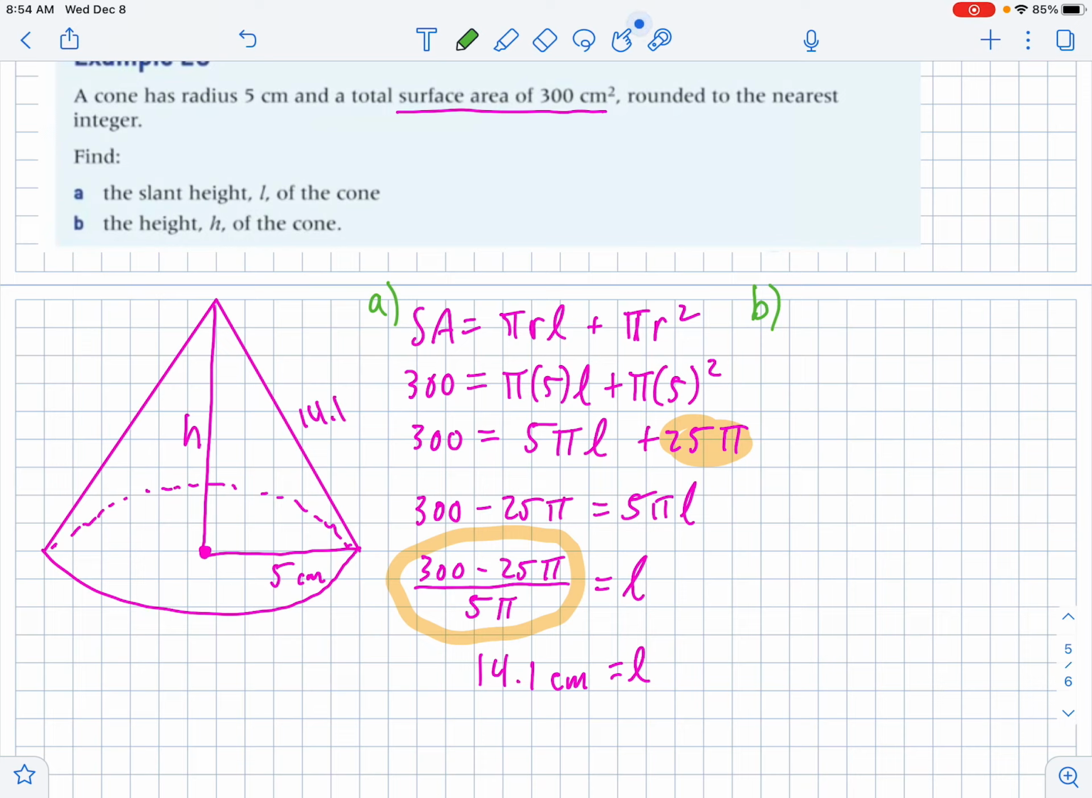Now for part B, it says find the height of the cone. But remember, the height of the cone meets the base at a 90-degree angle. So we actually have a right triangle here where we know the hypotenuse and one of the sides. So we can use the Pythagorean theorem. H squared plus 5 squared is going to be equal to 14.1 squared. Then when you solve that, you get H is about 13.2 centimeters.